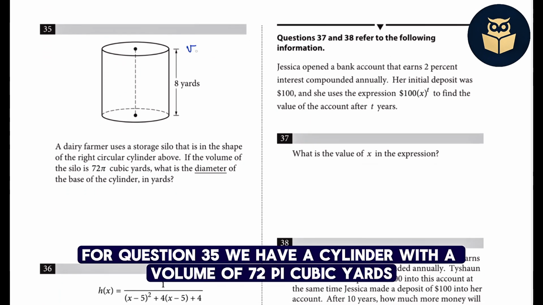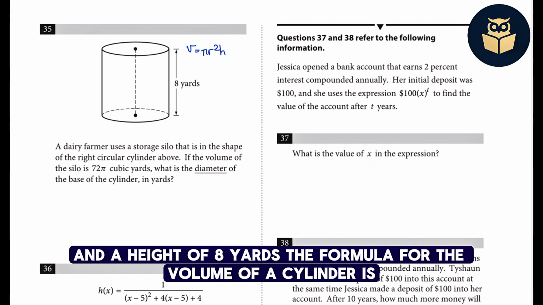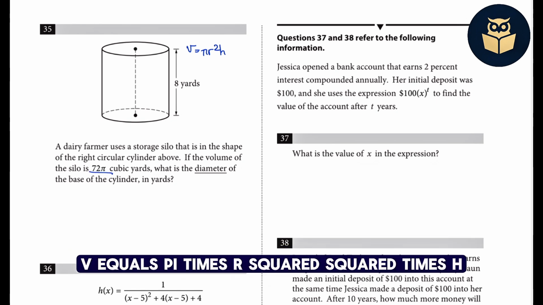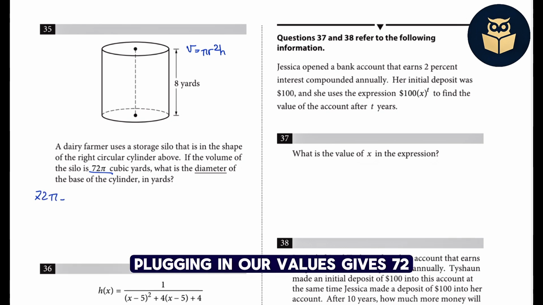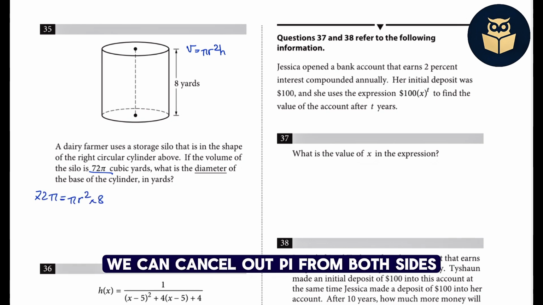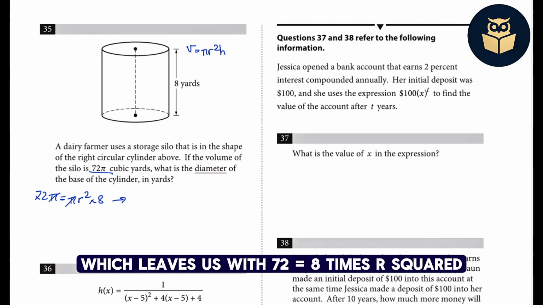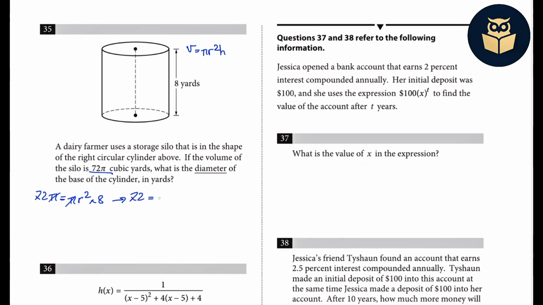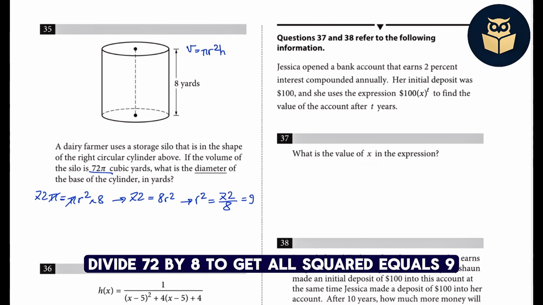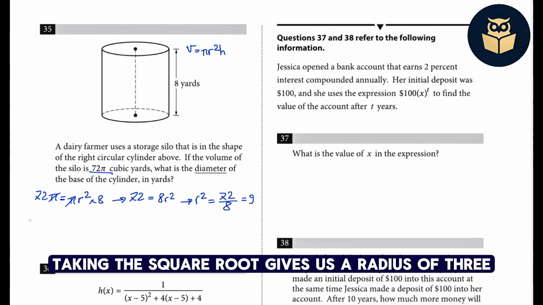For question 35, we have a cylinder with a volume of 72 pi cubic yards and a height of 8 yards. The formula for the volume of a cylinder is V equals pi times r squared times h. Plugging in our values gives 72 pi equals pi times r squared times 8. We can cancel out pi from both sides, which leaves us with 72 equals 8 times r squared. Divide 72 by 8 to get r squared equals 9. Taking the square root gives us a radius of 3.